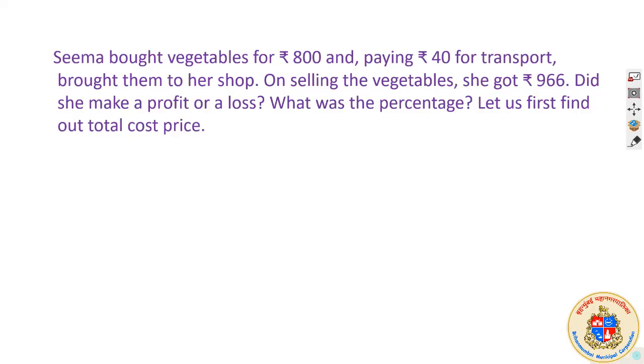So what is the cost price in this transaction? We will write that first. Total cost price, that means the amount invested by Seema, is equal to 800. What is it? It is the cost of vegetables plus 40 rupees. What is that? That is for transport. We can write transport here. And total investment or cost price is 840.